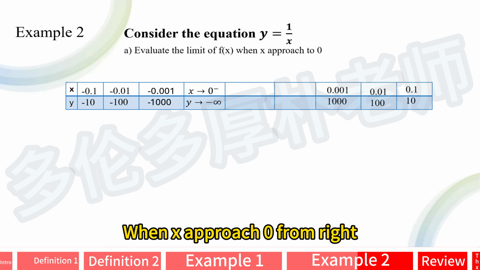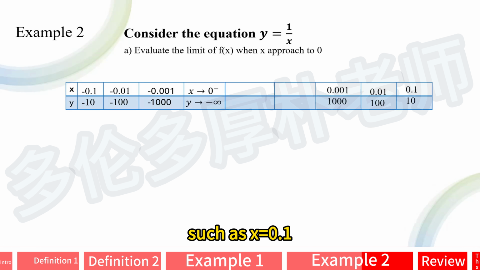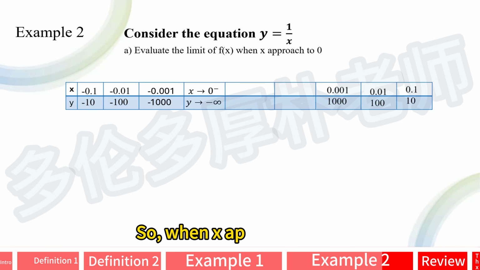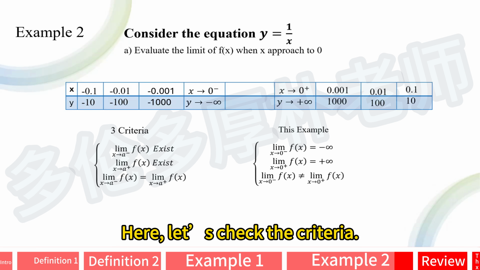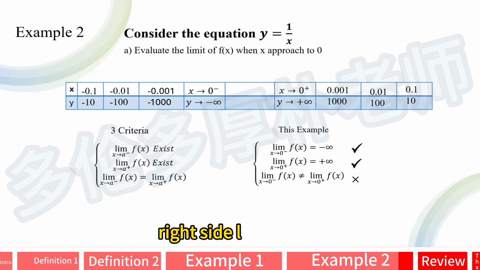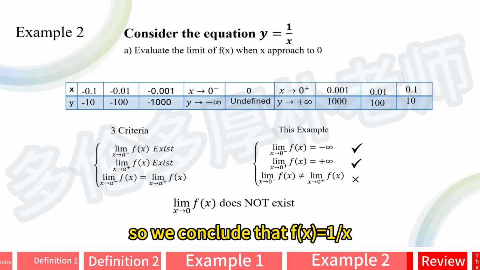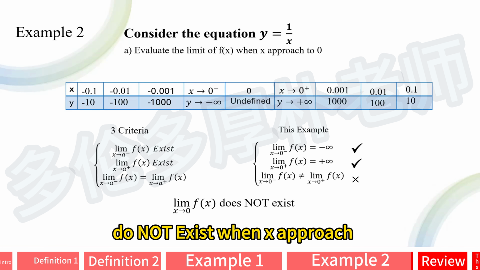When x approaches 0 from the right side, such as x equals 0.1, 0.01, and 0.001, their corresponding y values are 10, 100, and 1000. So when x approaches 0 from the right, f(x) approaches positive infinity. Here, let's check the criteria. Both the left-side limit and right-side limit exist, but they're not equal. So we conclude that the limit of f(x) equals 1 over x does not exist when x approaches 0.